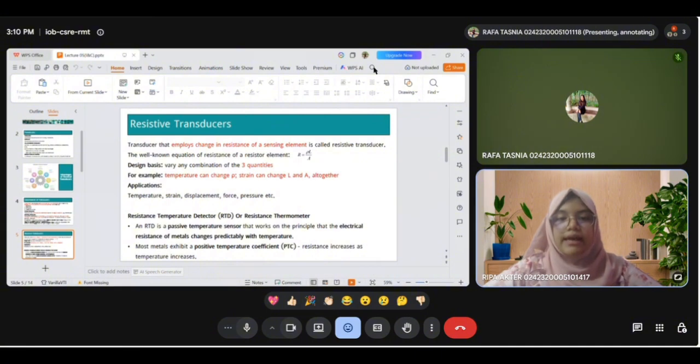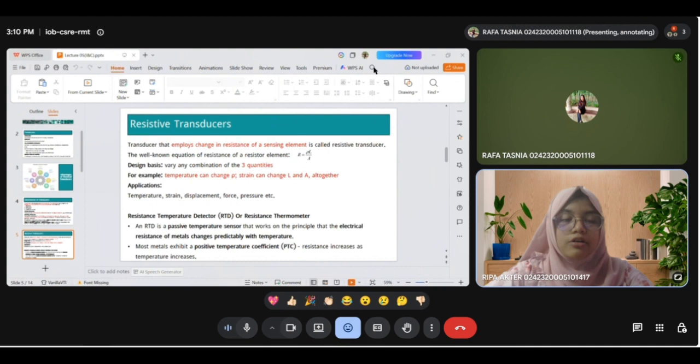Resistive transducer. A resistive transducer works on the principle that resistance changes when a physical quantity changes. The resistance equation is R equals rho L by A. This means resistance depends on resistivity, length, and area. If any of these values changes, resistance also changes.